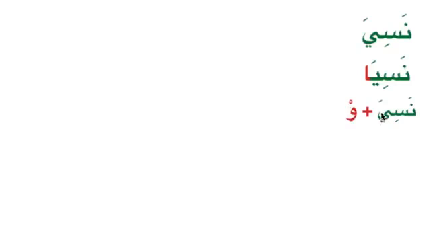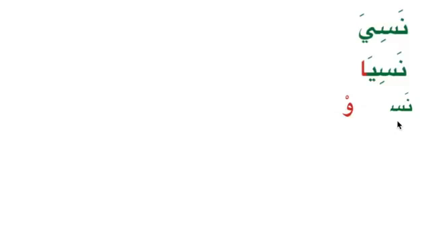Whenever this situation occurs, we know the weak letter is taken away. So what are we left with? We got nasi plus waw. But again, we got another problem here. The problem is that kasra and waw are not compatible. They don't like each other. Waw is very stubborn. He says, I'm not going to go anywhere, but I don't like kasra. So the kasra says, okay, fine, I'm going to go away. And instead of kasra, the waw likes its own shape, so it brings dhamma. Then these two are compatible.